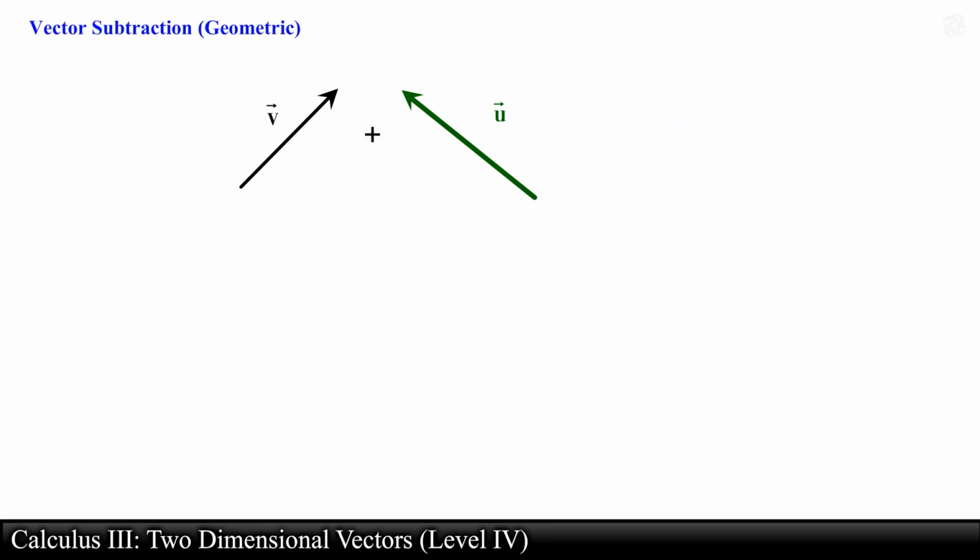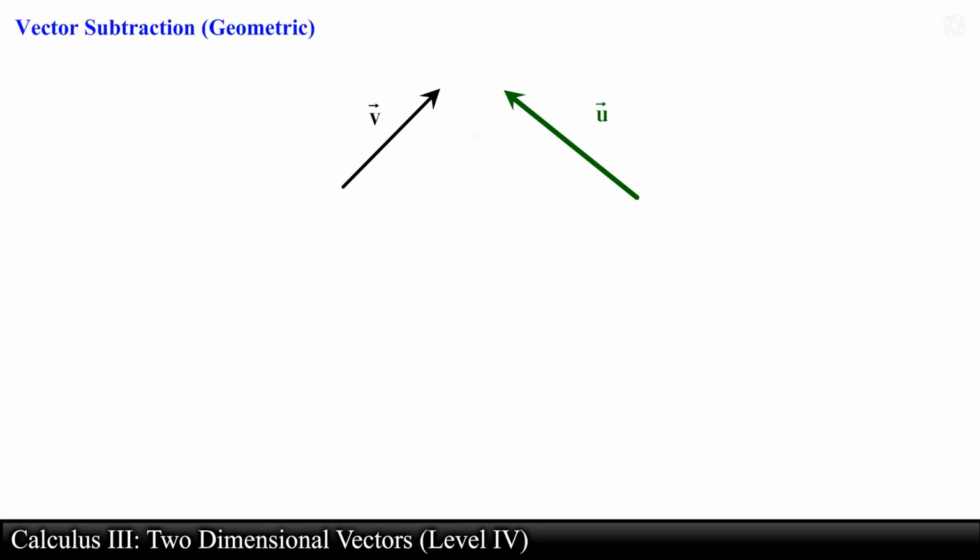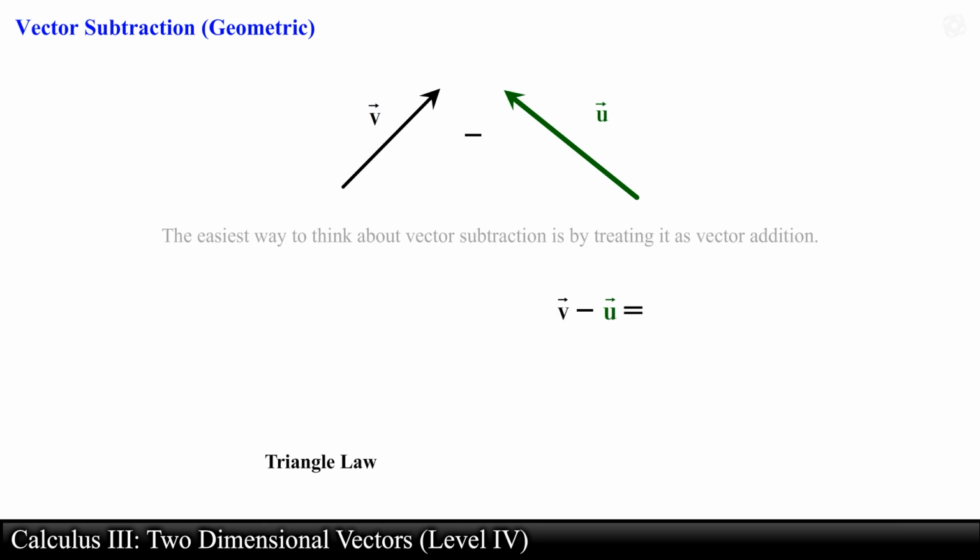Now let's move along to vector subtraction. Computationally, subtraction of vectors is very similar to vector addition. We can geometrically find the difference of two vectors by making use of the triangle law. Say we want to find vector v minus vector u. The easiest way to think about vector subtraction is by treating it as a vector addition problem. In other words, we want to find vector v plus negative vector u.